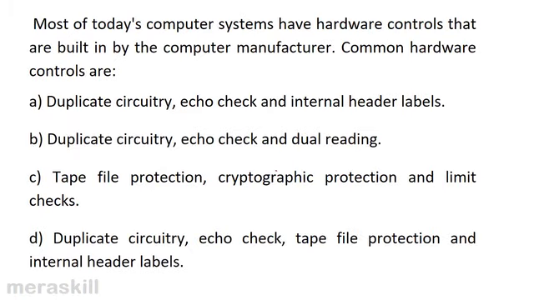Most of today's computer systems have hardware controls that are built in by the computer manufacturer. Common hardware controls are, what are some of the hardware controls? A. Duplicate circuitry, echo check, internal header labels. B. Duplicate circuitry, echo check and dual reading. C. Tape file protection, cryptographic protection and limit checks. D. Duplicate circuitry, echo check, tape file protection and internal header labels.